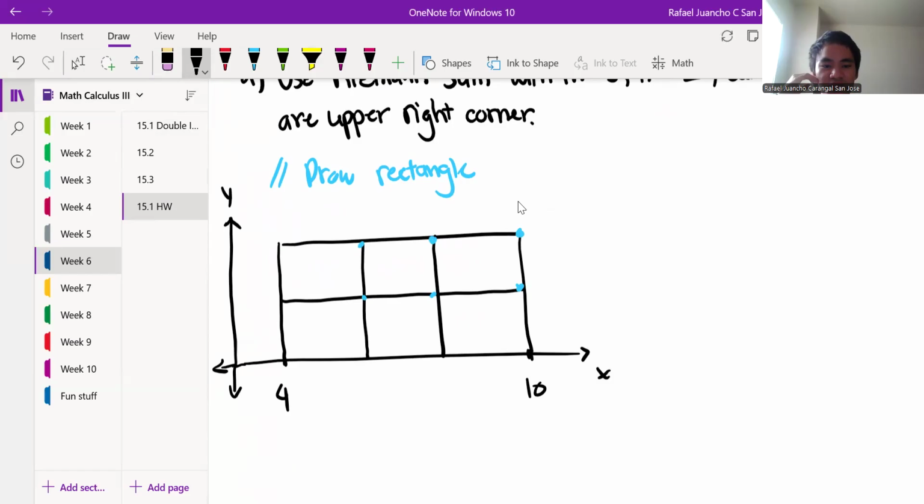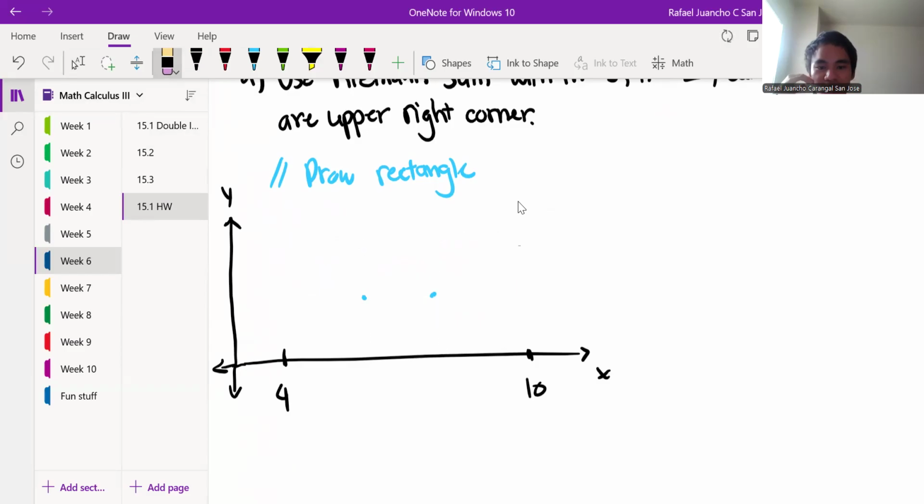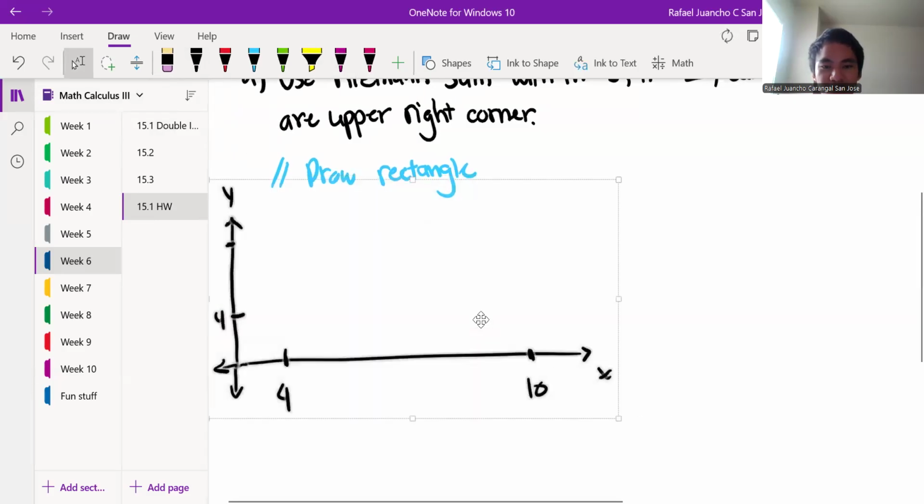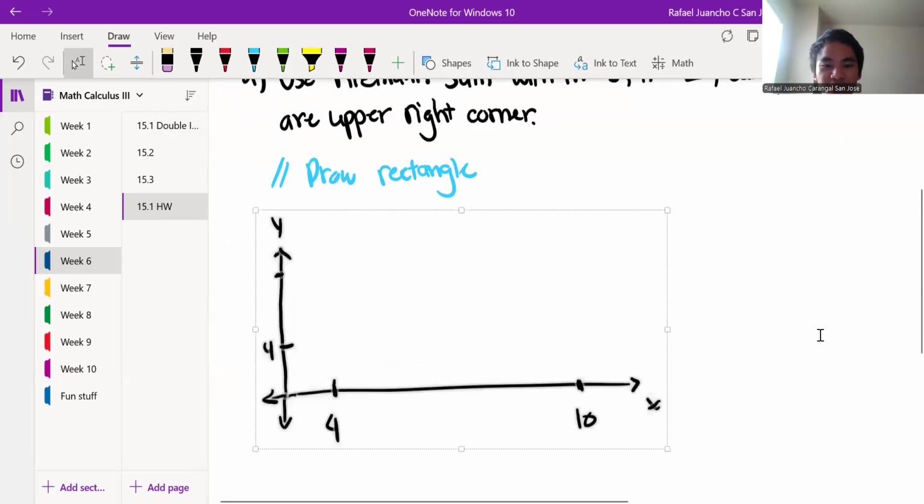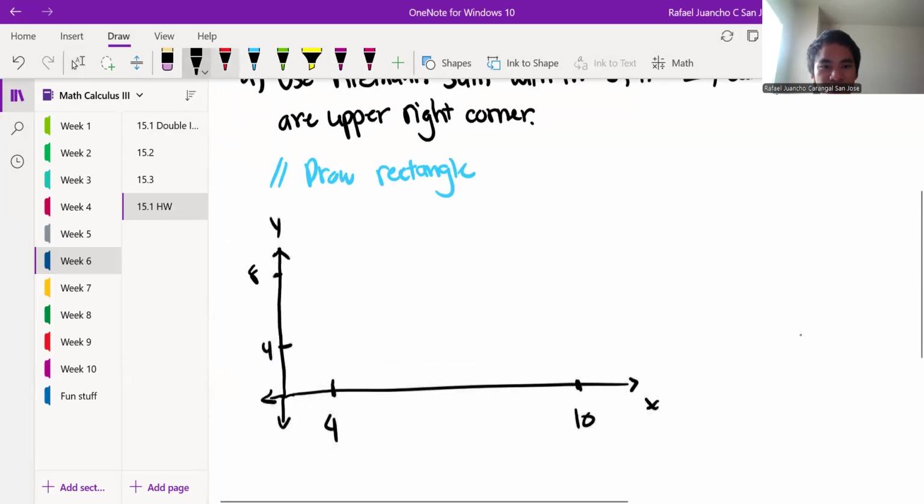This goes from, so it's actually, oh, that was fine. And here we just put a 4. Okay, so this one's actually not at the origin. I don't know why I thought of doing that. This one's 8. So here's our rectangle.